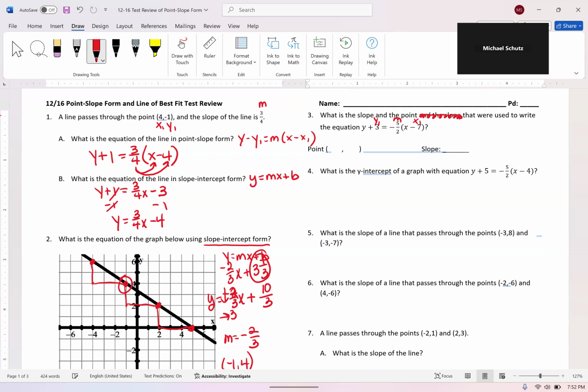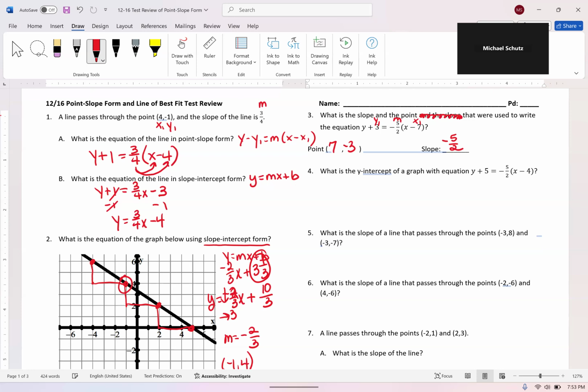So your x1, it says x minus 7, so we're going to switch the sign to +7. Your y1, y plus 3, so that's going to become a -3. And then we don't change the sign of the slope, we just leave it exactly how we see it. So -5/2 is the slope.